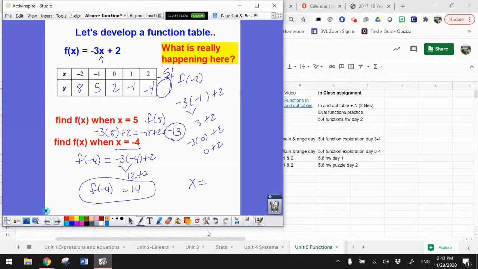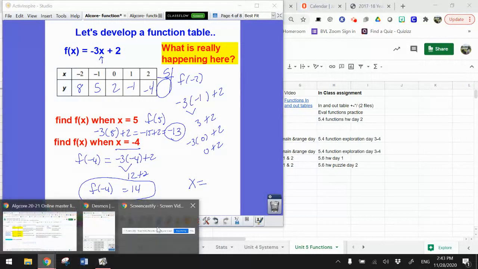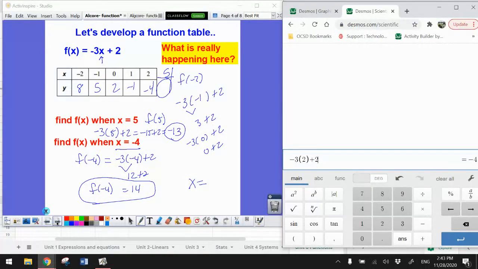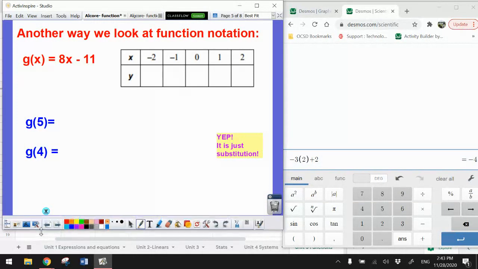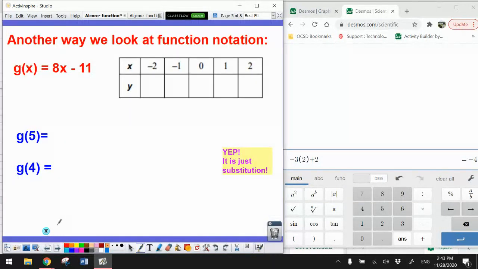Okay, so let's keep going, and let's look at our next problem. All right, so we've got another graph here where we have g of x and we have x and y. So same process. Okay, we're going to just substitute in.